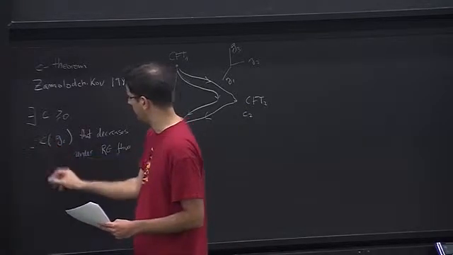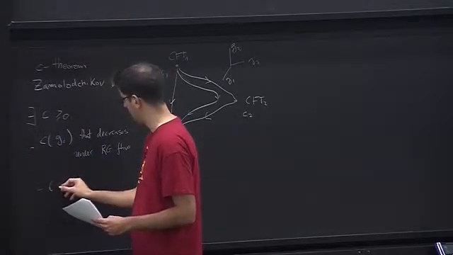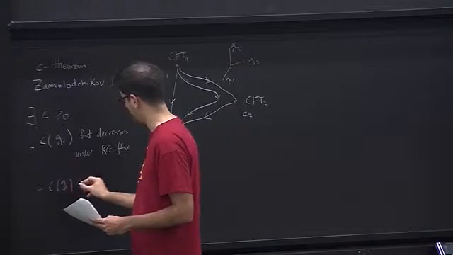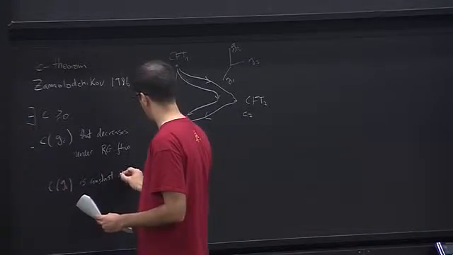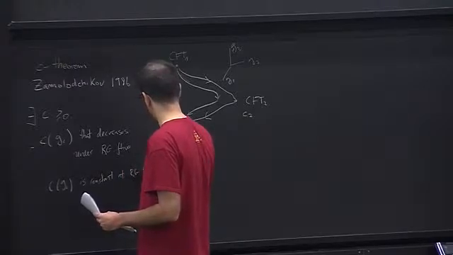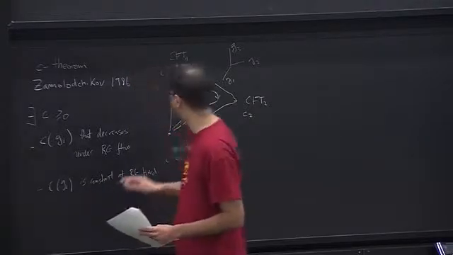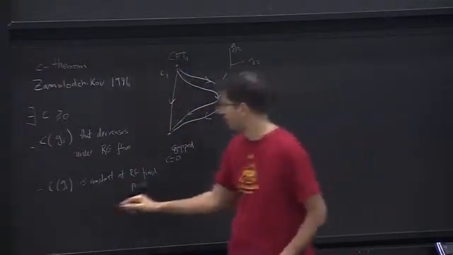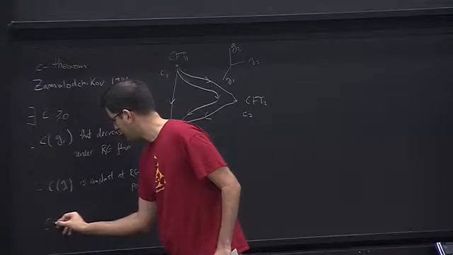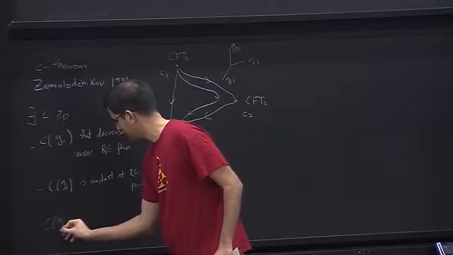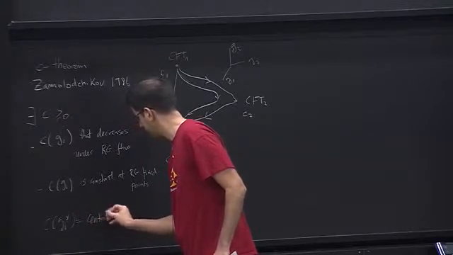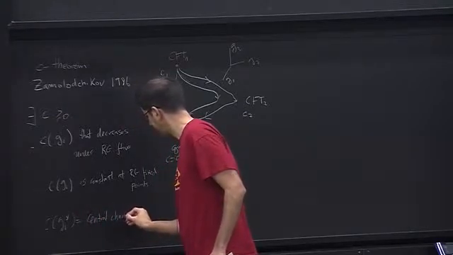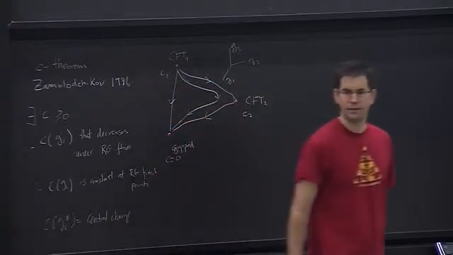This is one thing, and C of G alpha is constant at RG fixed points. And there, remember, at a fixed point, we have CFTs. And there, C at a fixed point is equal to the central charge. Okay, so that's a very important result.